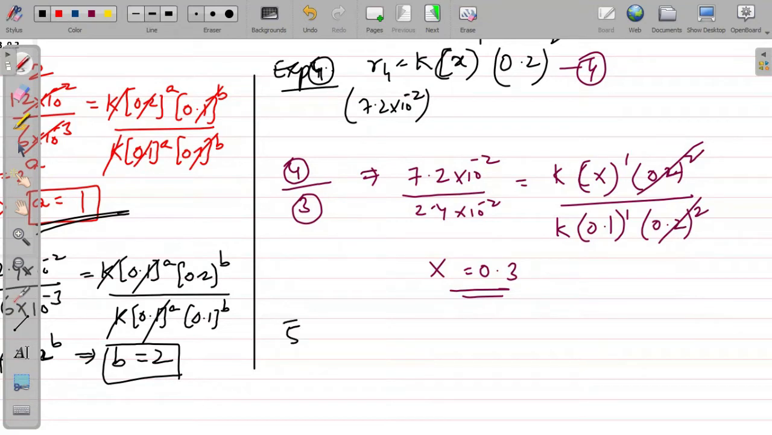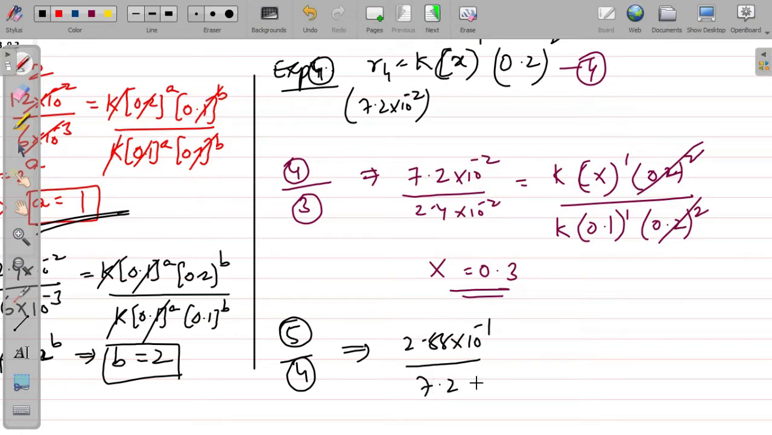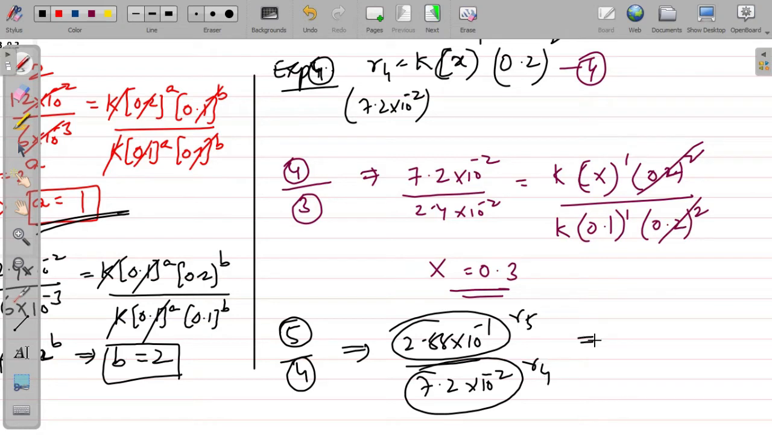So 5 by 4 if I take, now 5 by 4 means R5 by R4, which is 2.88 given in the problem, by 7.2 into 10 power minus 2. This is the R5 value, and this is the R4 value given in the table. So k into, for R5, what is the a value? The a value is given as 0.3 in the table, and the b value y we have to find out.